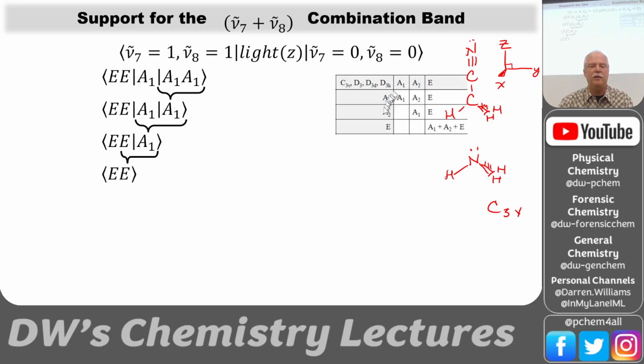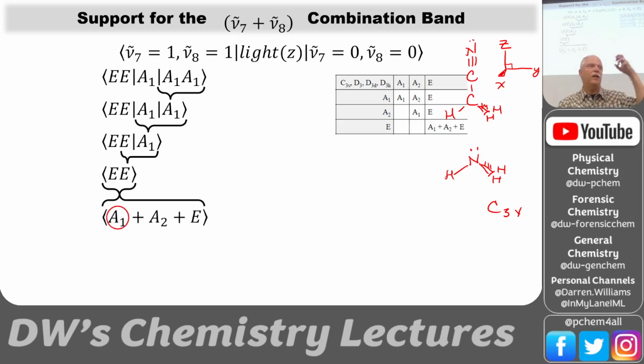So we go back up here to the direct product table. E times E is the same kind of thing: A1, A2, and E. And we have A1 as one of those last pieces. So this is not equal to 0, so that's allowed by symmetry.